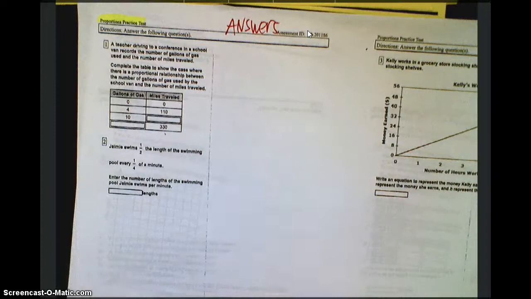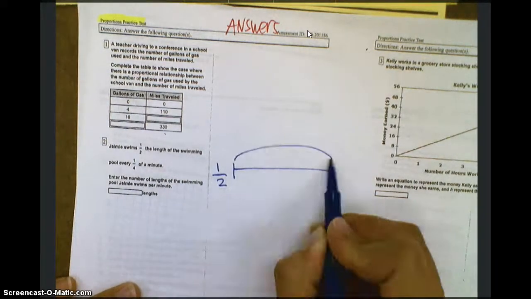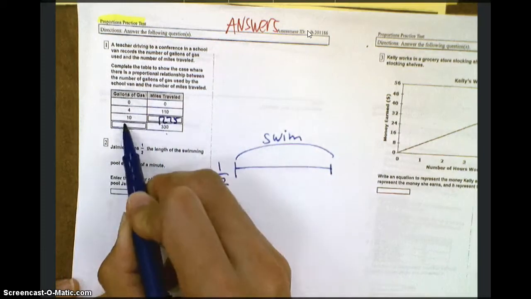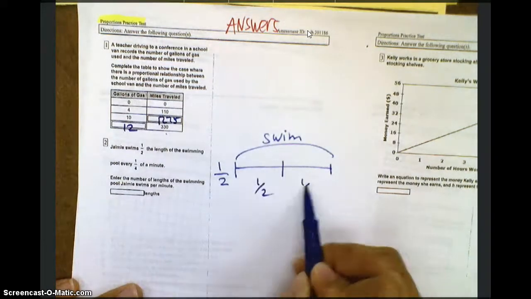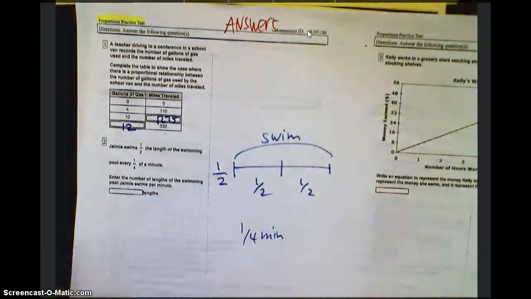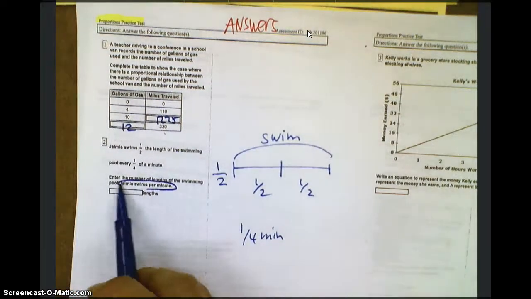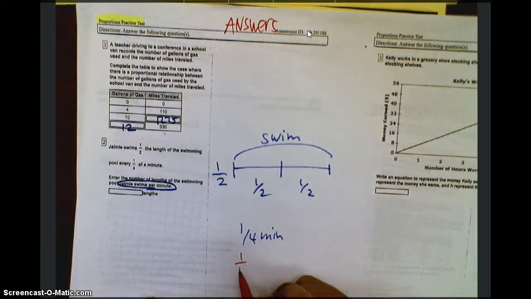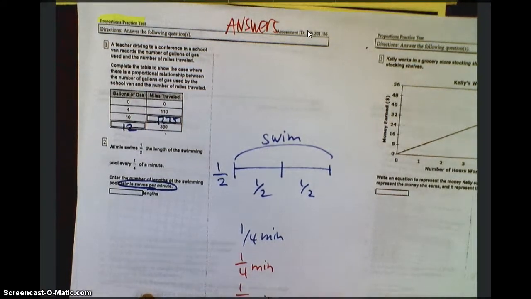Number 2, if we say that this is the entire swimming pool, then what we'll get is half of the pool is going to take us 1/4 of a minute. Okay, so if I go a whole entire minute, Jamie's going to swim an entire minute. Now 1/4 of a minute is half of a lap. So if I add another 1/4 of a minute, another 1/4, and another 1/4, then I'm going to be able to reach 1 full minute.